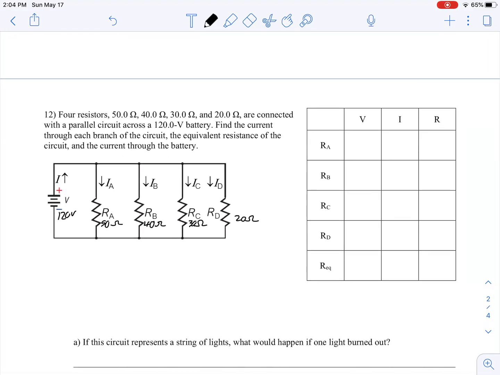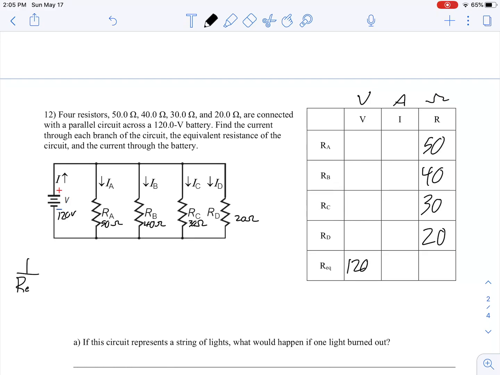All right, so let's start filling some stuff in. So this is in ohms, this is in amps, this is in volts. This is just like the last one, almost. We have 50 ohms here, 40, 30, 20, and I think our equivalent resistance for this one comes out to be 140 ohms, right? You just add them all up? No, that's not what you do. Don't do that. We'll talk about how to do that in a second. This is 120 volts because that's our total voltage.